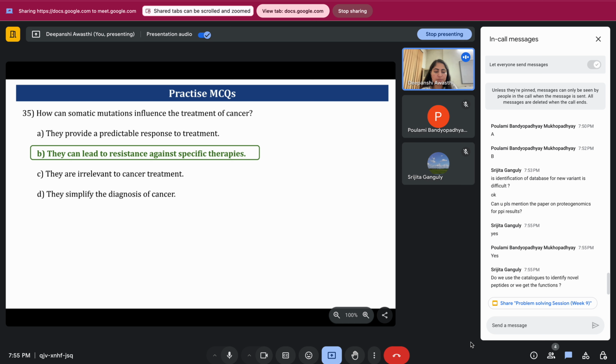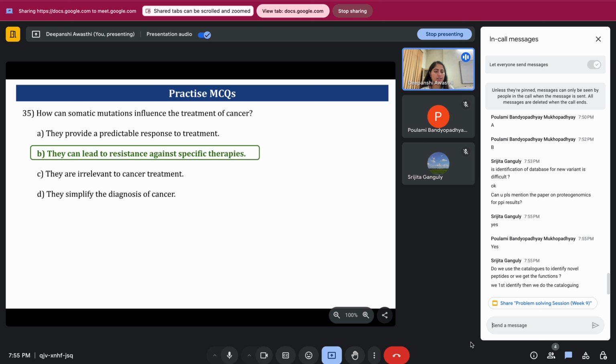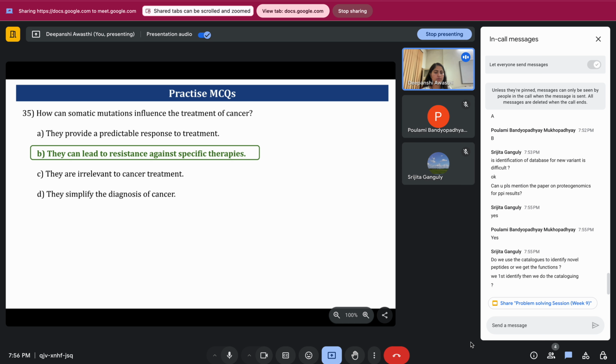Catalogs to identify novel peptides, or we get the functions. I do not get your question exactly, but with catalogs, what do you want to say? Because novel peptides we first identify, then we do the cataloging. So cataloging is kind of managing some record. That is known as cataloging, I guess.